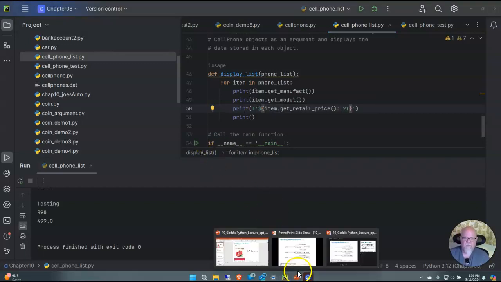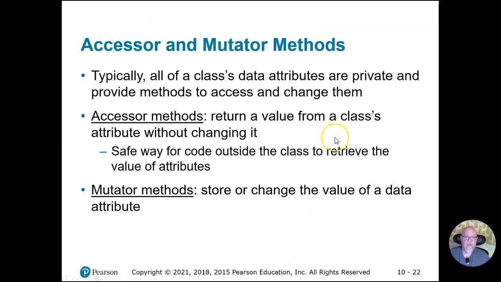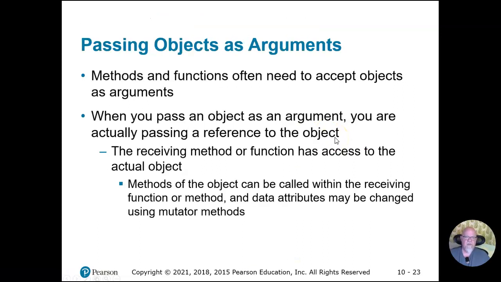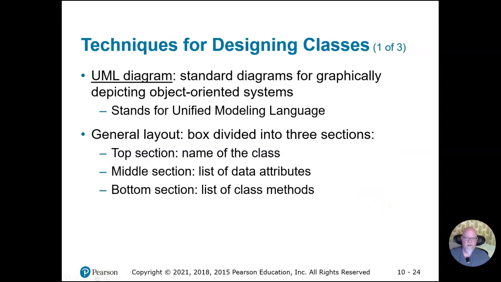Okay, I think we already talked about accessor and mutator methods. Passing objects as arguments. Okay.